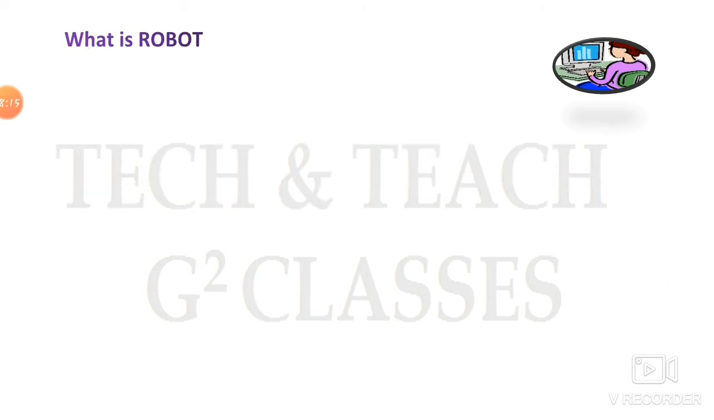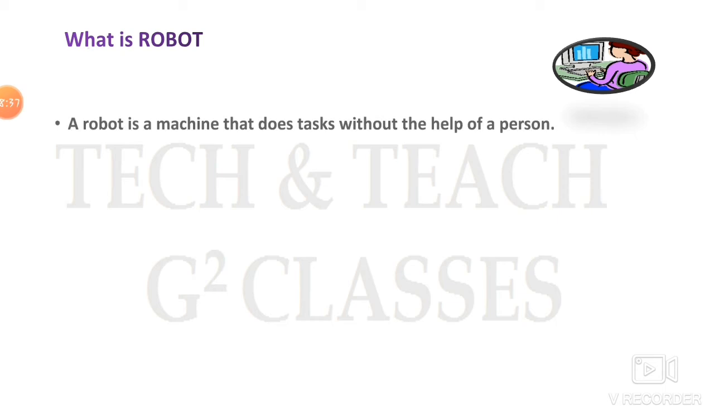I already told the history and the facts, but now we should know the definition, right? What is a robot? A robot is a machine that does tasks without the help of a person. It means a robot is a machine. Clear. It will operate without the help of a human being or without human intervention. Clear. And I already told the definition. The same thing is mentioned here.